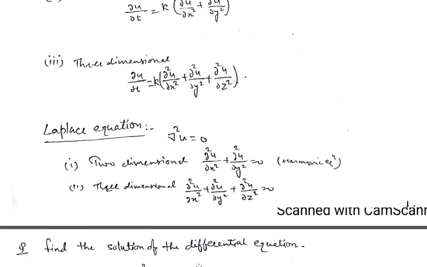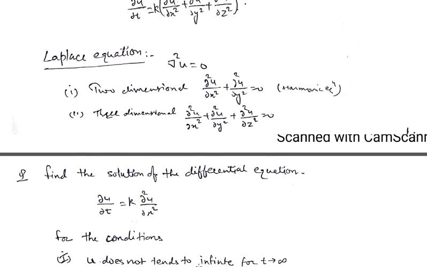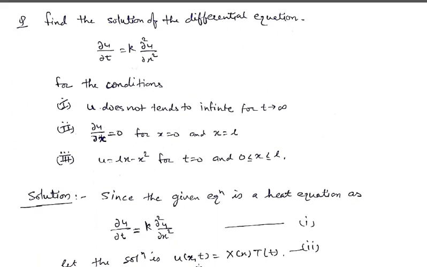Now we will look at how to solve. First we discuss how to solve the heat equation under some given conditions. Here we will use the method of separation of variables, which we have already discussed in a previous lecture. So here we have a problem. Find the solution of the differential equation del u upon del t equals k times del 2u upon del x square. This is a heat equation.